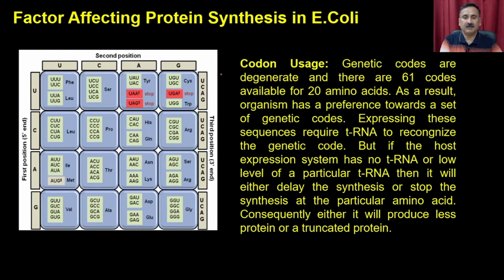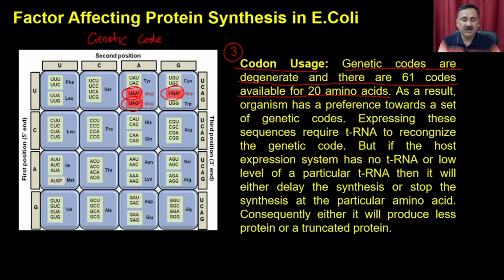Then the third is the codon usage. Genetic codes are degenerate, and there are 61 codons available for the 20 amino acids. So this is the genetic code that you see, right? There are 61 codons which code for proteins, whereas three codons are stop codons. These are the stop codons you see, which do not code for any amino acid. Except these, every codon codes for one or another amino acid.